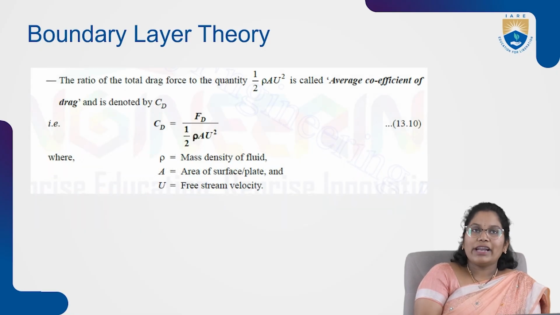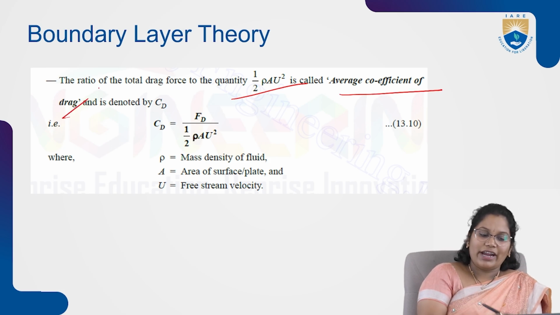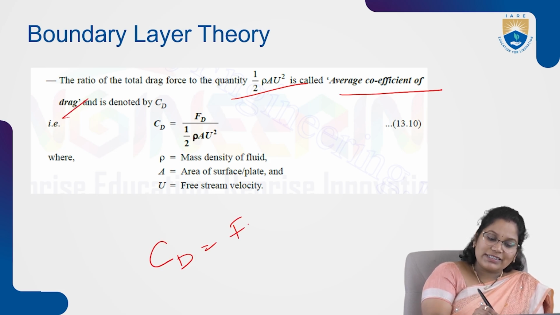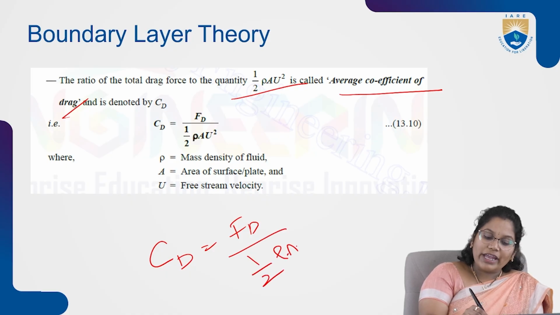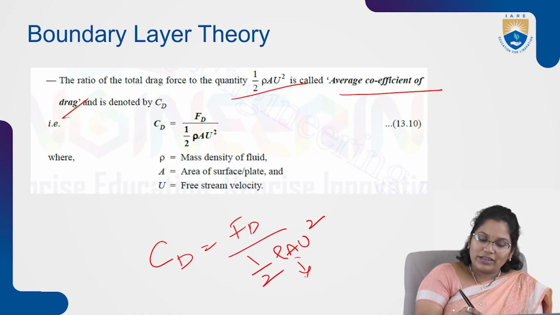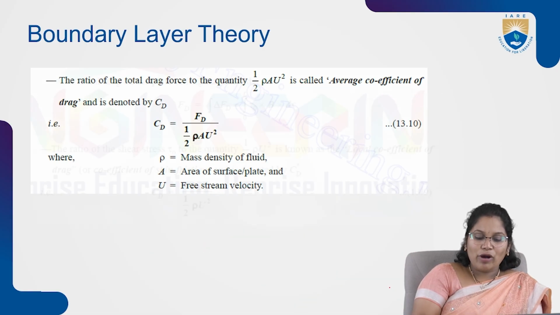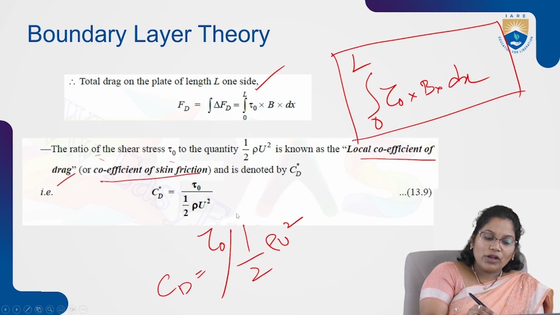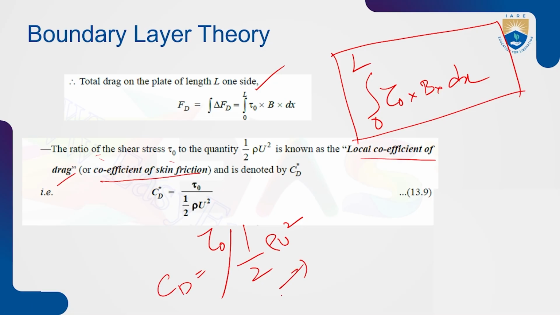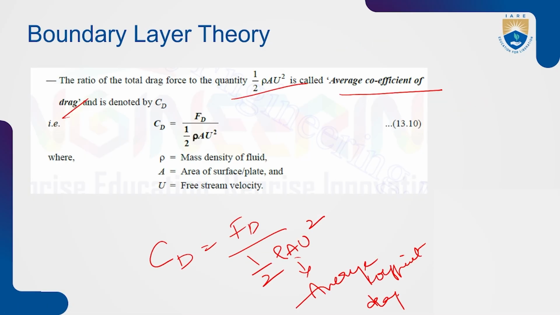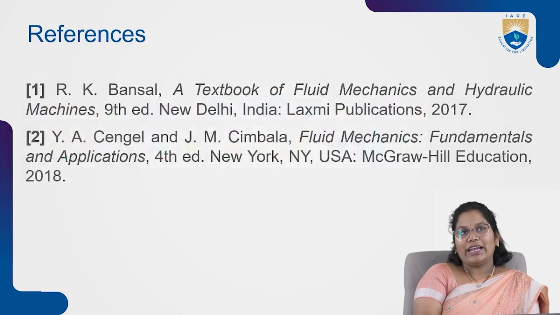And here the ratio of total drag to the quantity half rho A u square is called the average coefficient of drag, and it is also denoted by CD, that is FD by half rho A u square. Here one term is getting introduced, that is area. In the local coefficient of drag it is only rho u square. Here, for the average coefficient, it is area of the plate into u square. Right? This is what average coefficient of drag is.